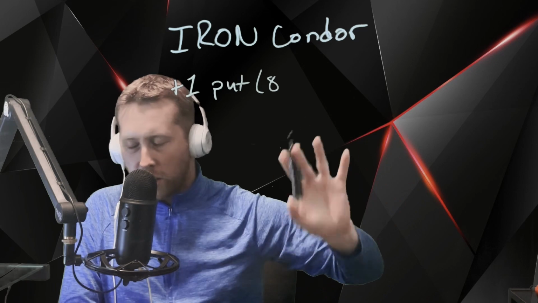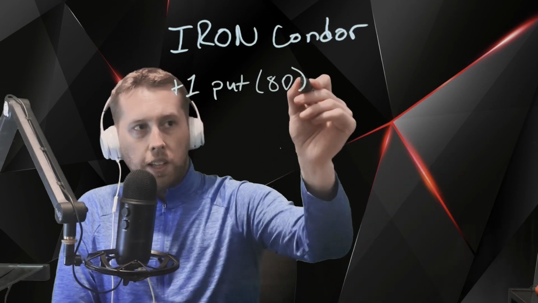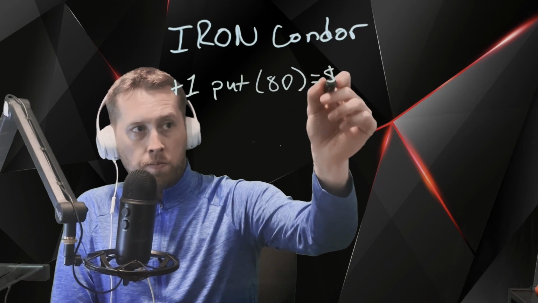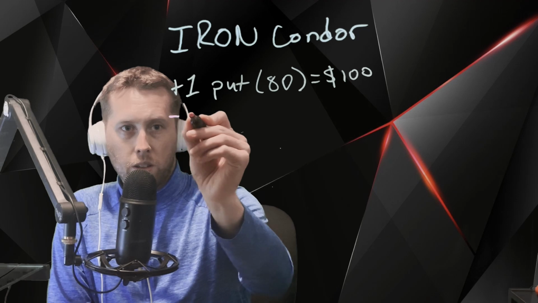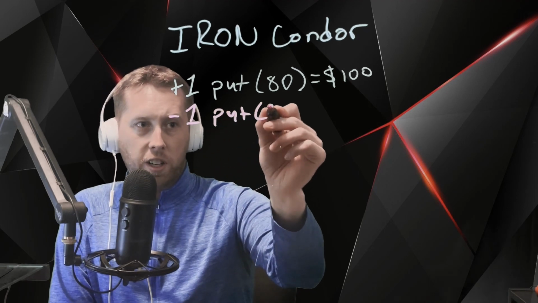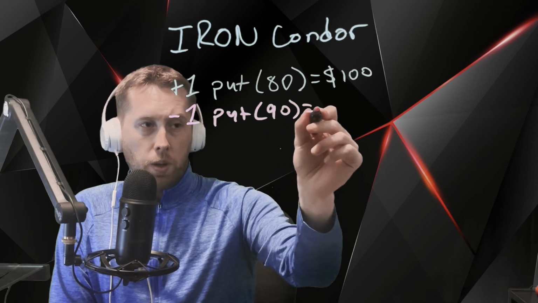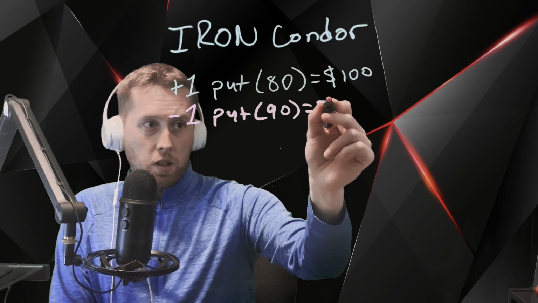Again, our stock's trading at $100 a share. We're going to buy the 80 strike put, and we're going to pay $100. Then we're going to sell one put at the 90 strike, and we're going to collect $300.